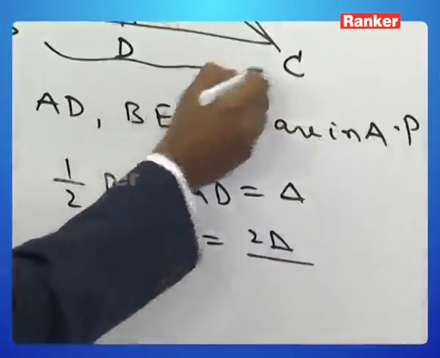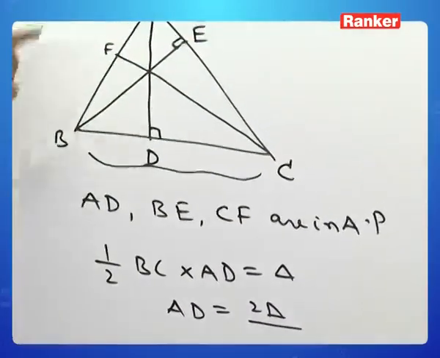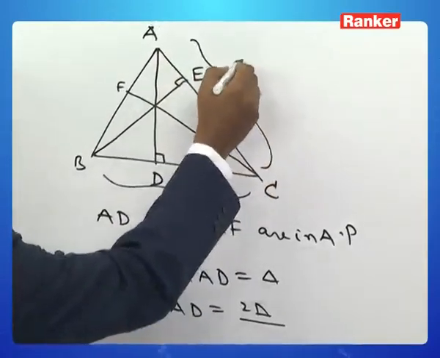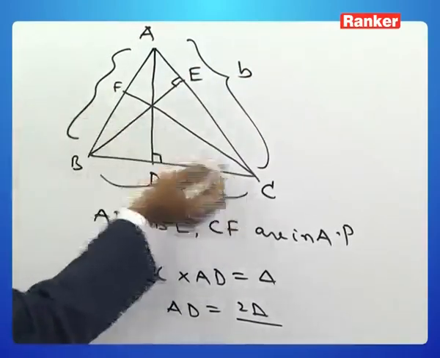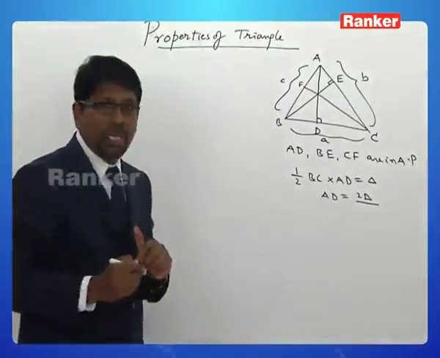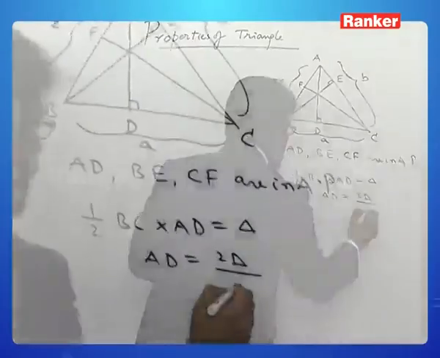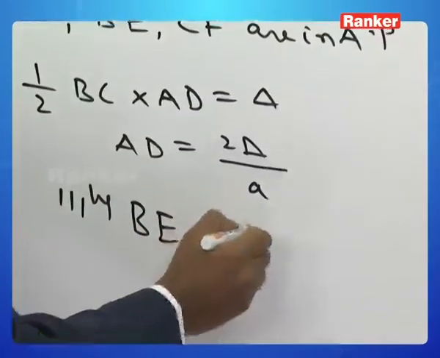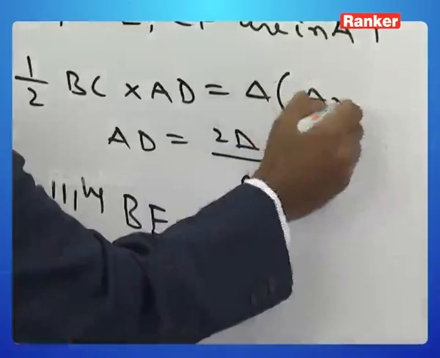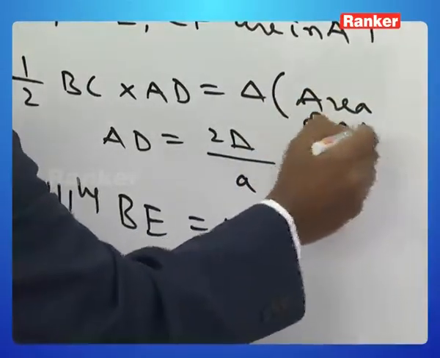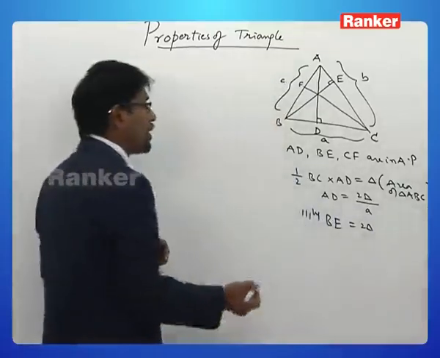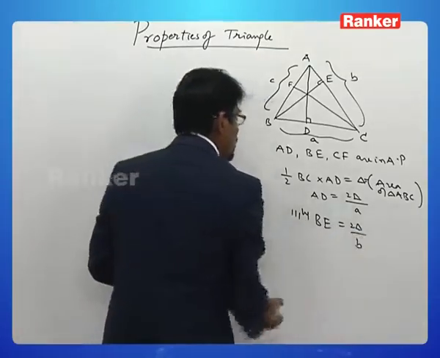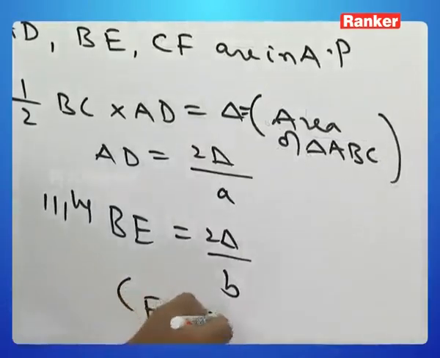BC. What is BC? Generally the notation for the side opposite to the vertex A is denoted by small a. The side opposite to the vertex B is denoted by small b. The side opposite to the vertex C is denoted by small c. So AD will be equal to 2 delta by a. Similarly, BE will be equal to 2 delta by b, where delta is the area of the triangle ABC, and similarly CF is 2 delta by c.